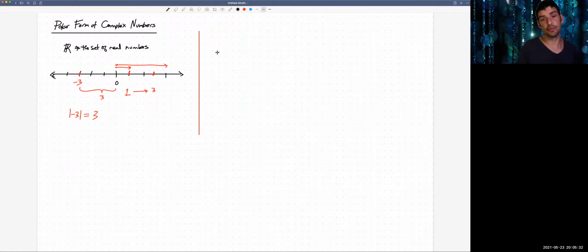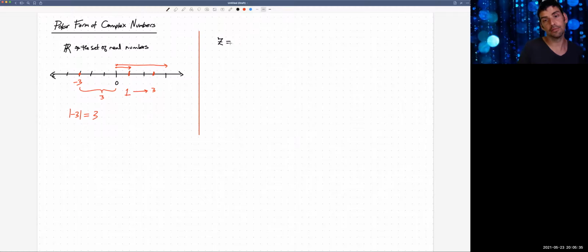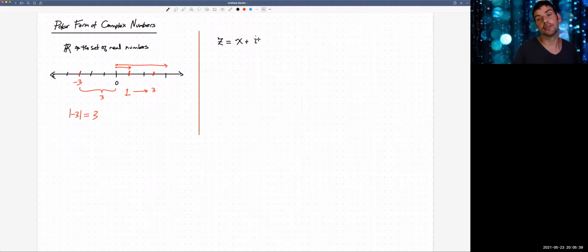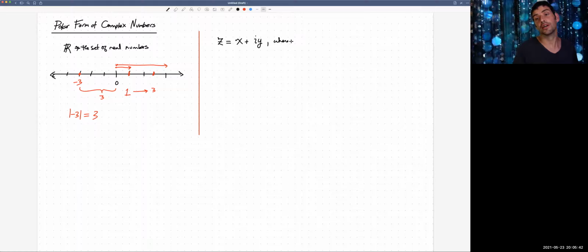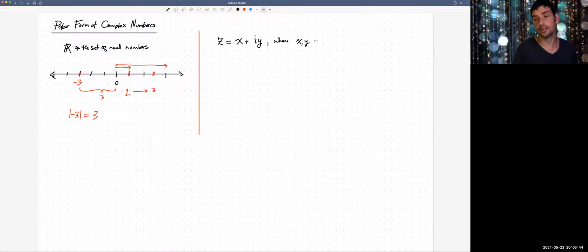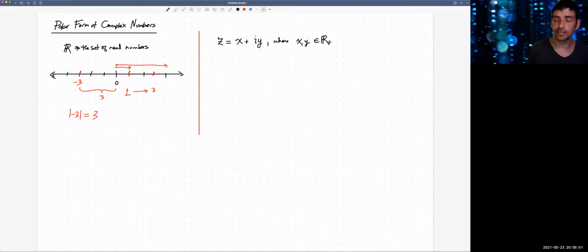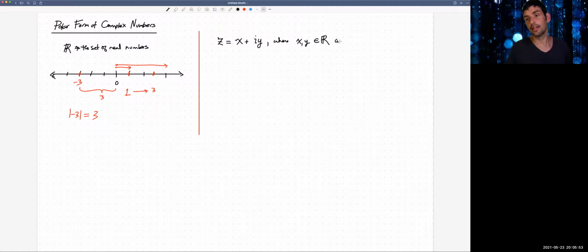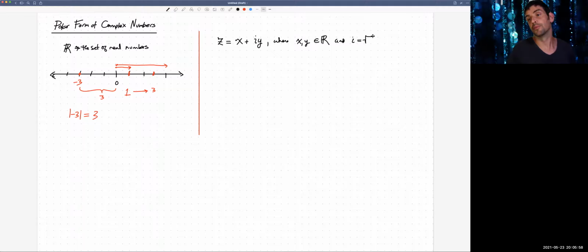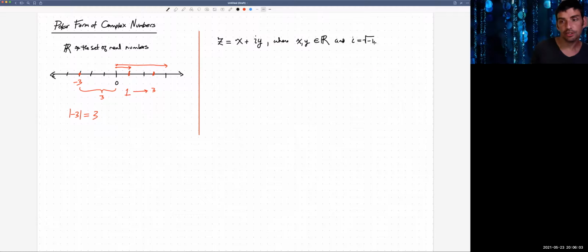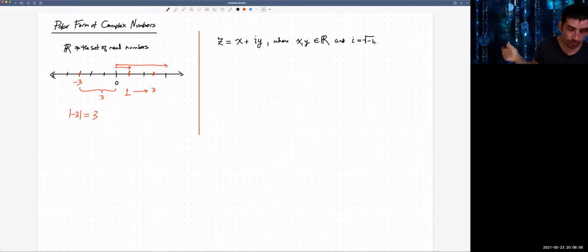Let's look at some complex numbers. Recall that a complex number is a number that can be written in the form x plus iy, where x and y, we'll use a symbol here, that just means they are in the set of real numbers. So x and y are real numbers. And i is one way we sometimes say this, the principal square root of -1. Okay, so that was our complex numbers.